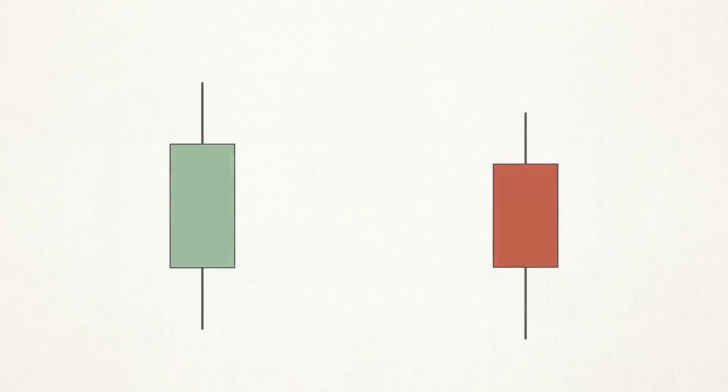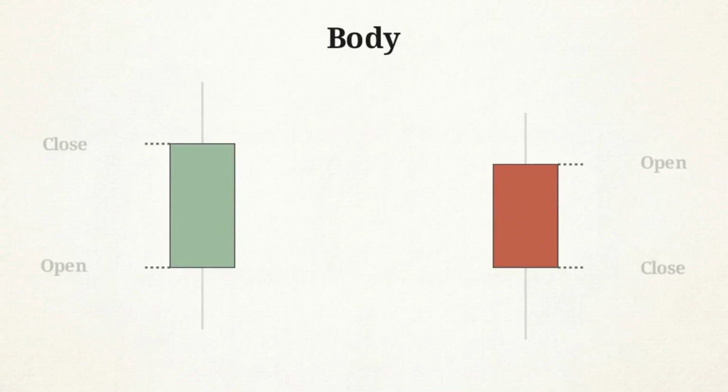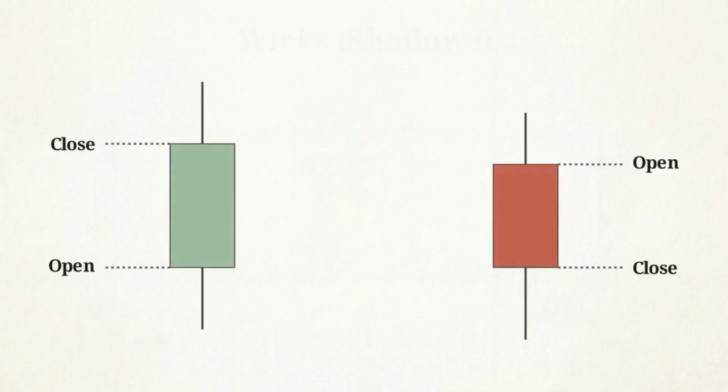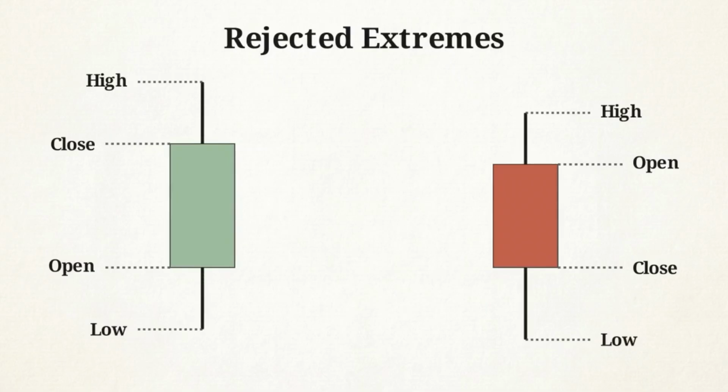This outlines a candle's basic vocabulary. The thick central block, the body, marks the distance between opening and closing prices. The thin lines are the wicks. While the body represents the final price shift, wicks show the rejected extremes reached before the opposition fought back. The proportion of these two parts tells you everything you need to know about which side holds the most conviction.